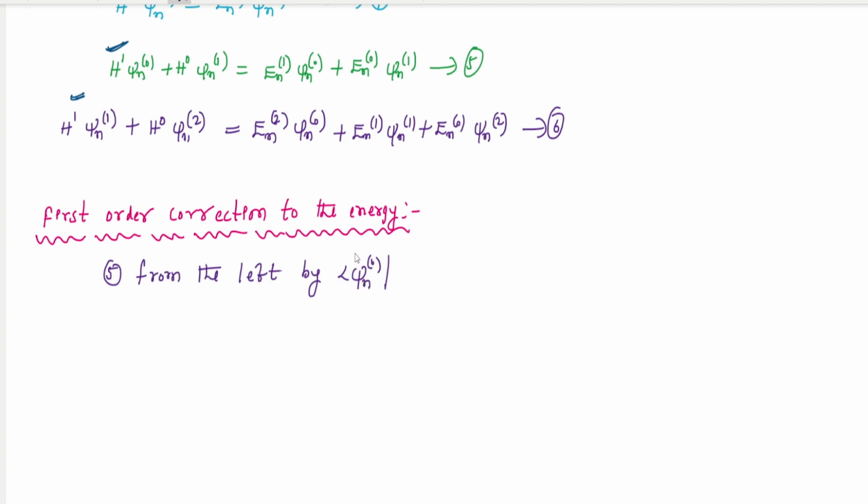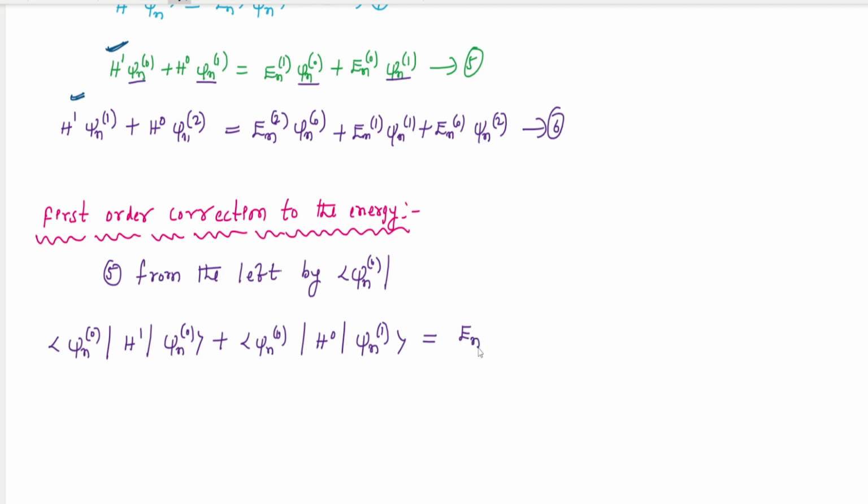I'm going to multiply the bra vector from the left side of the equation. This is a ket vector, this is a ket vector. So I multiply the bra vector, ψn⁰, with the equation: ψn⁰ H′ ψn⁰ plus ψn⁰ H₀ ψn¹ equals, this is a scalar, so we can write it outside of the Dirac notation, the inner product, En¹ ψn⁰ ψn⁰ plus En⁰ ψn⁰ ψn¹.